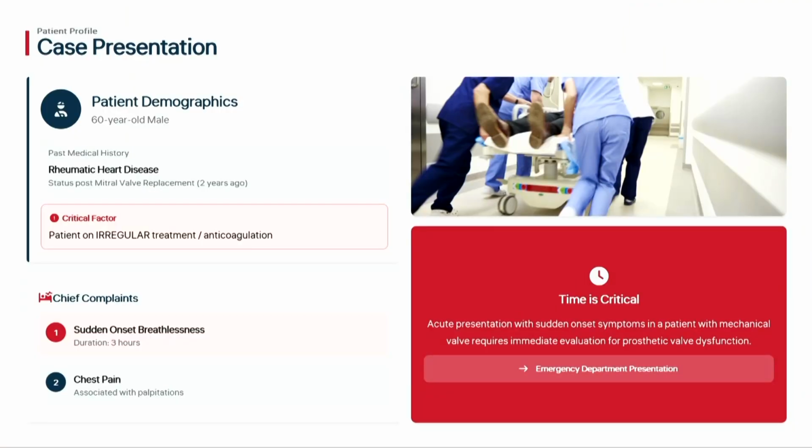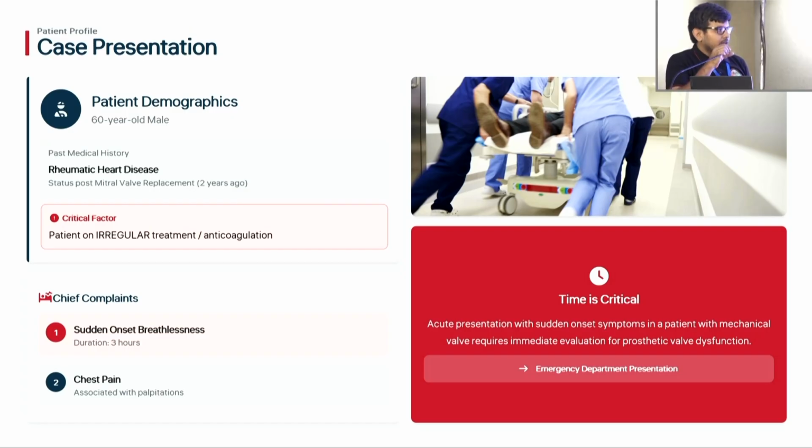So this was a real case that presented to our ED. It was a 60-year-old male with a history of rheumatic heart disease for which a mitral valve replacement was done 2 years ago. The patient was on irregular treatment and anticoagulant. The chief complaint was sudden onset breathlessness, duration 3 hours, and chest pain associated with palpitation.